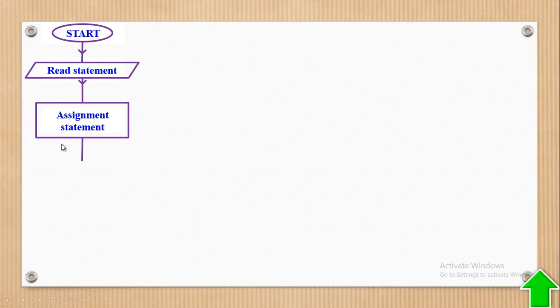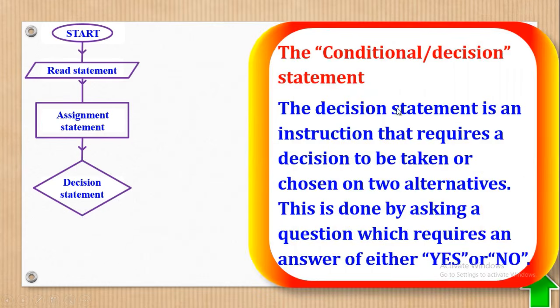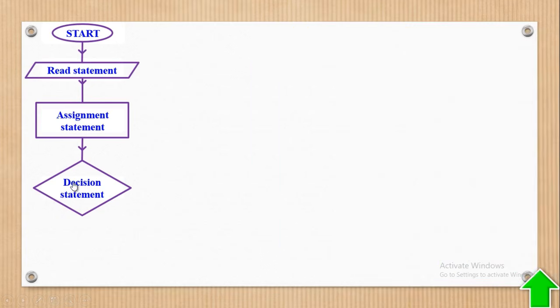Now we shall go to statement 4, which is what we call the decision statement. I think you see that it follows the shape of a kite or a diamond. The decision statement is an instruction that requires a decision to be taken or chosen on 2 alternatives. This is done by asking a question which requires an answer of either yes or no. In other words, there are only 2 alternatives. So the first alternative can be yes or no.